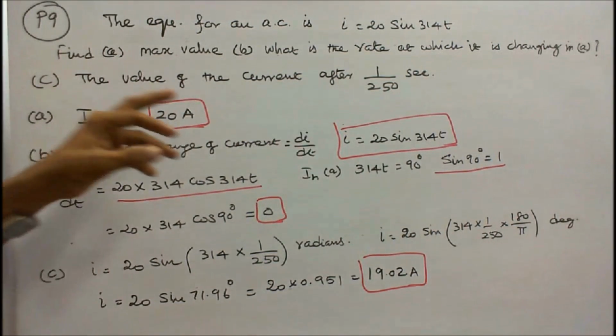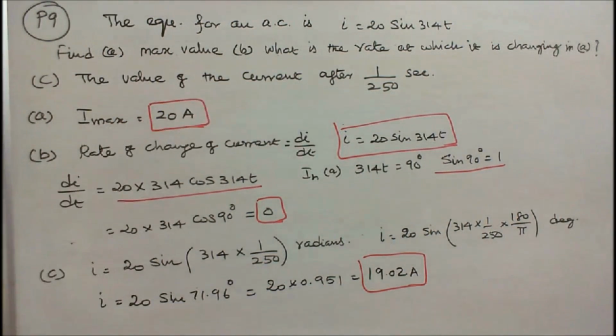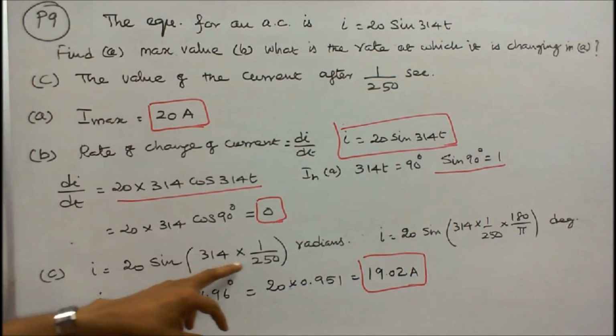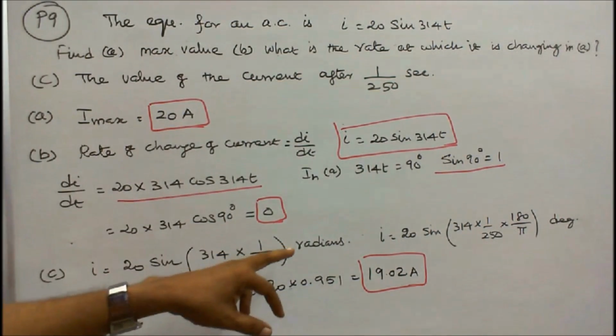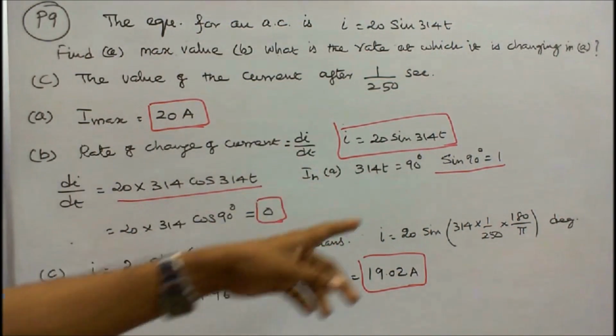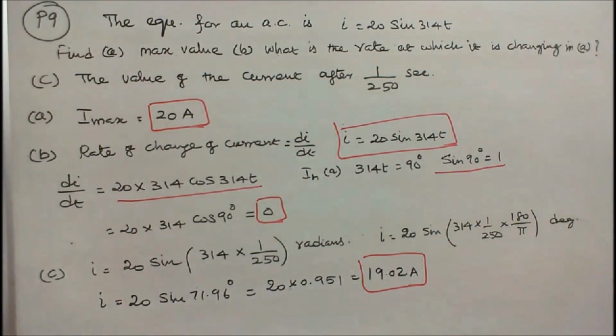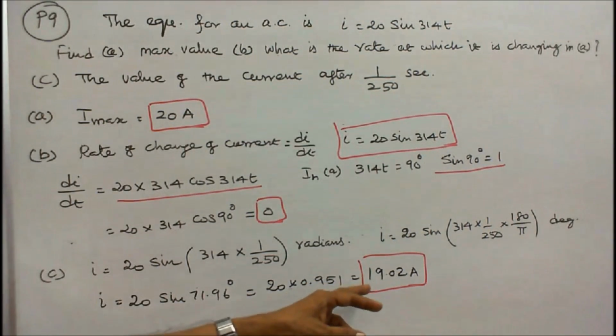The value of current after 1 by 250 second. I is equal to 20 into sine 314 into t, where t is given as 1 by 250, in radians. Convert into degrees by multiplying by 180 by pi. The angle is 71.96. Sine 71.96 is equal to 0.951. Therefore, I is equal to 19.02 amps. The value of current after 1 by 250 second is 19.02 amps.